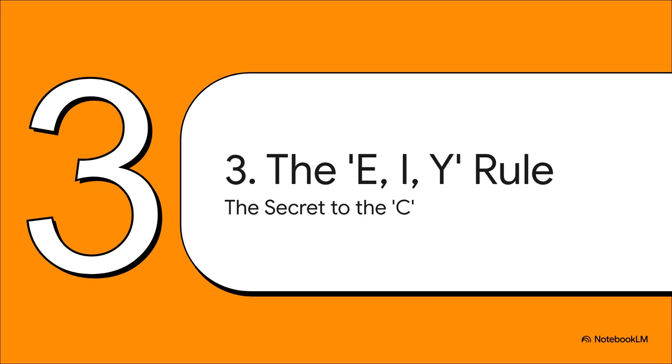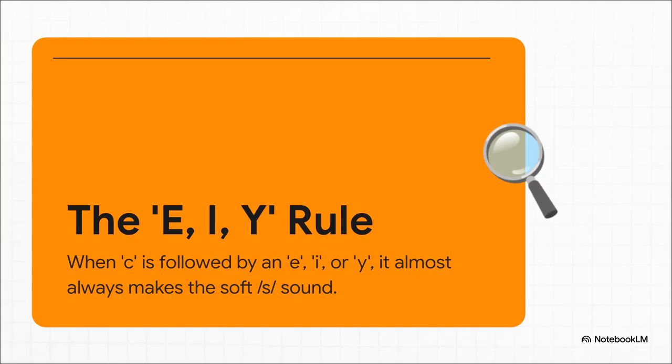All right, here it is, the big reveal. The pattern you just spotted is actually one of the most reliable rules in all of English spelling. It's called the EIY rule. And here's the rule, plain and simple. If a C is followed by an E, an I, or a Y, it almost always makes that soft S sound. And if it's followed by any other letter, like an A, O, U, or even a consonant, it makes the hard K sound. Seriously, it is that simple.